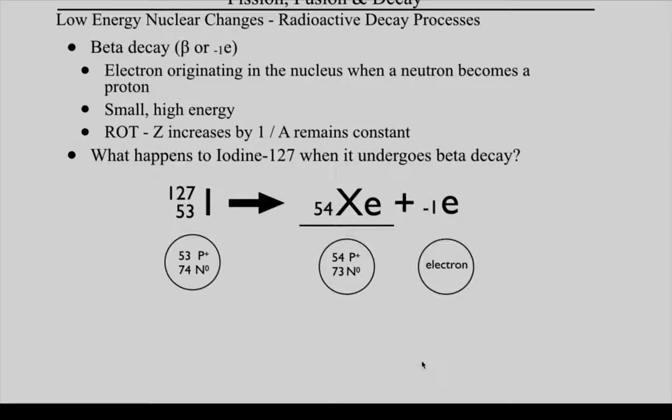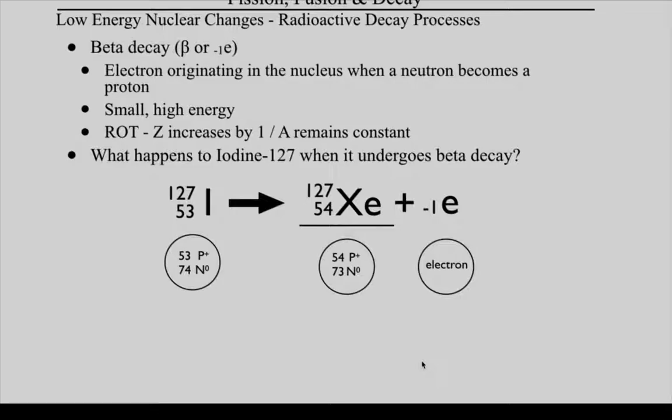But now, gang, do the math. 54 plus 73, guess what that is? Still 127. So guys, again, make the connection. Z went up by 1 and A remained the same.